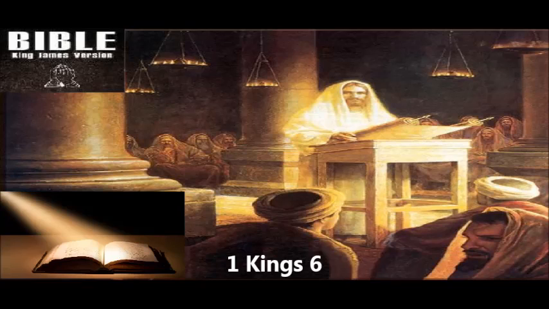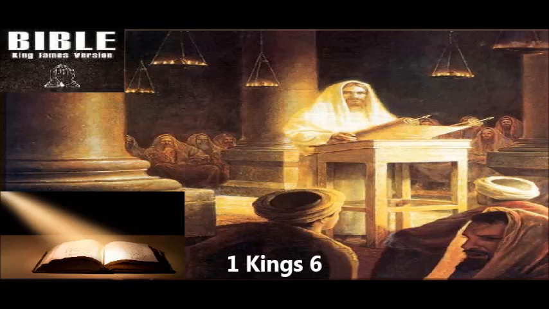The door for the middle chamber was in the right side of the house, and they went up with winding stairs into the middle chamber, and out of the middle into the third. So he built the house and finished it, and covered the house with beams and boards of cedar. And then he built chambers against all the house 5 cubits high, and they rested on the house with timber of cedar.